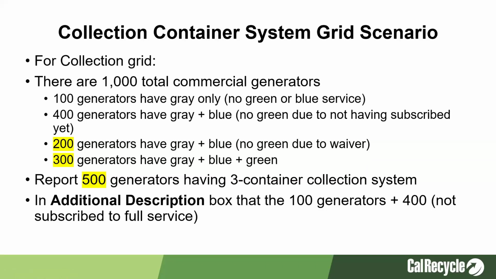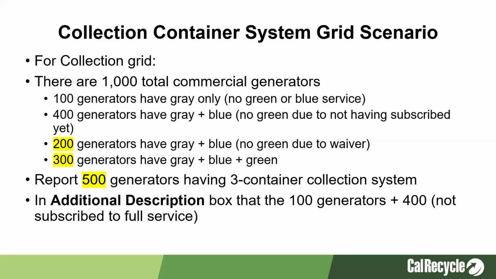So we have 1,000 total commercial generators: 100 generators having gray only, no green or blue service, 400 generators, and sorry, I didn't start with, this is an example for a 3 container collection system. 400 generators have gray and blue with no green due to not having subscribed yet. 200 generators have gray and blue with no green because they have an approved jurisdiction waiver, meaning de minimis or physical space. And 300 generators have gray, blue, and green. So in the collection container system grid, you would report that 500 generators currently have the 3 container collection system.